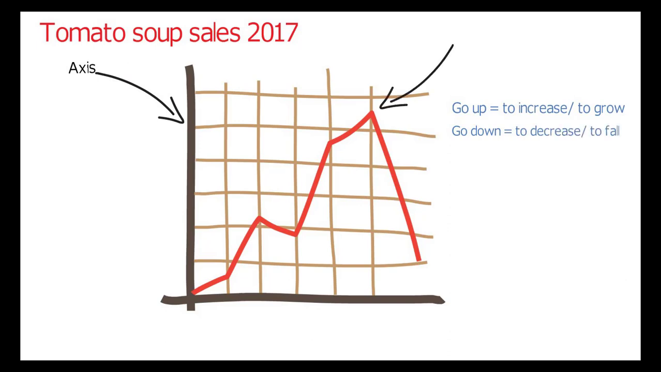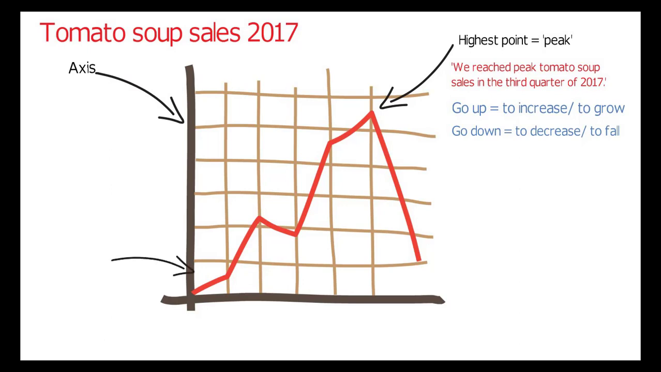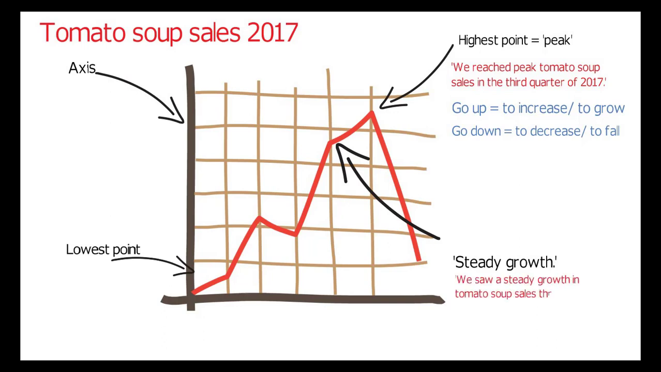The highest point is called a peak. For example, we reached peak tomato soup sales in the 3rd quarter of 2017. The lowest point is normally only called the lowest point. If the line is going up, you can also say that the company is experiencing steady growth. For example, we saw a steady growth in tomato soup sales throughout 2017.